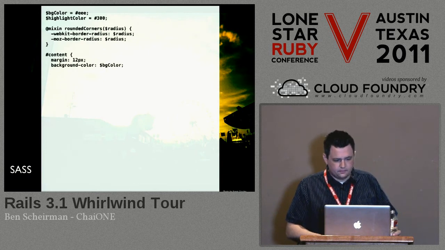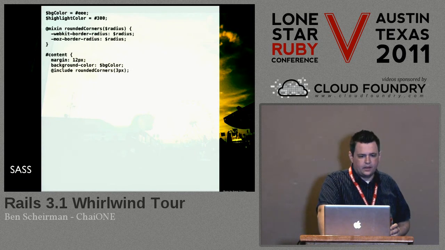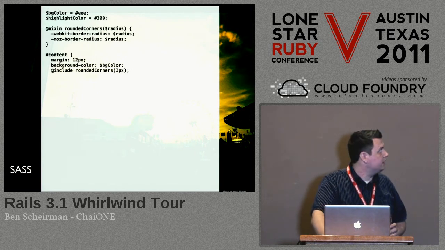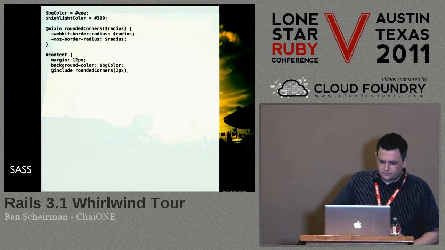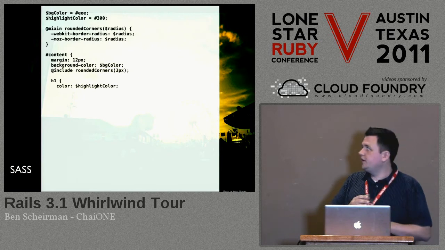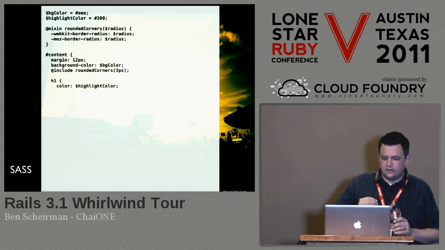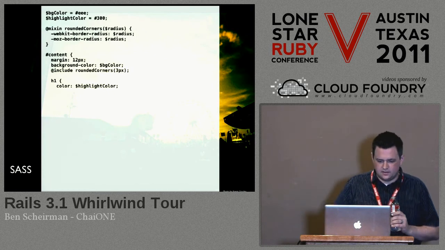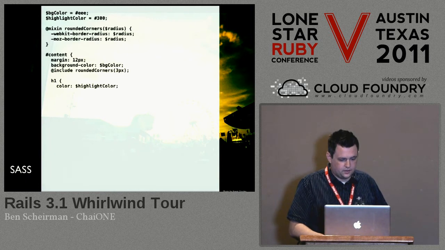So now in my content definition, I can include that mix-in by saying @include and just call it as if it were JavaScript. Now what am I doing here? Instead of duplicating content H1 like I did in the other one as a separate style, SASS allows you to nest these things. So I'm nesting the H1 inside the content definition.